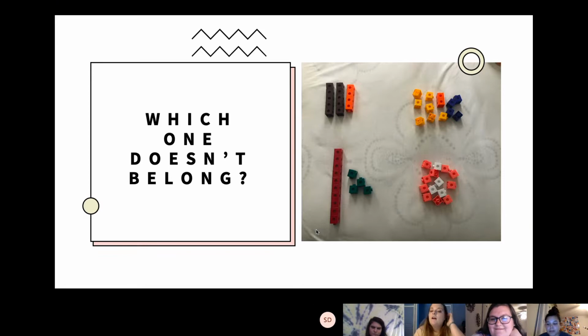I think the bottom left doesn't belong because some are together and some are apart. But in the other groups, either they're all together or they're all apart. Okay, I like what you said. Is there anything else you can add to it, or you're good? I think I'm good. Anybody else? I'll say the top right group does not belong, because the top right group has 3 colors of cubes, but all the rest of the groups only have 2 colors of cubes. That's a good observation.